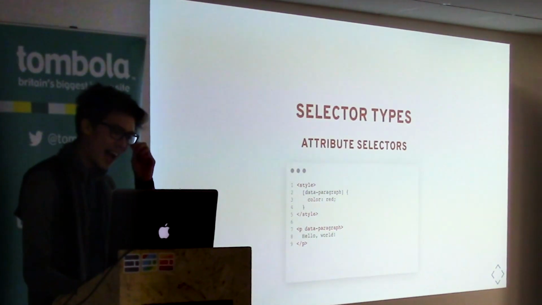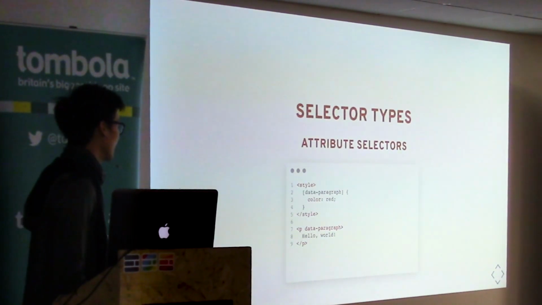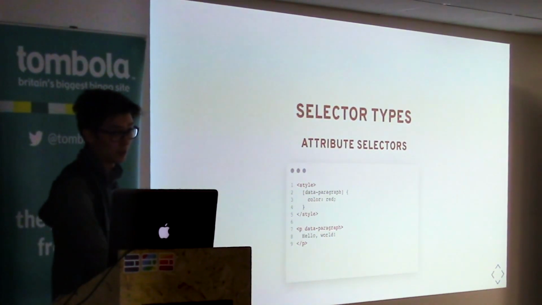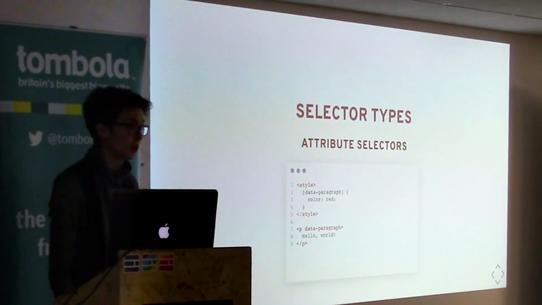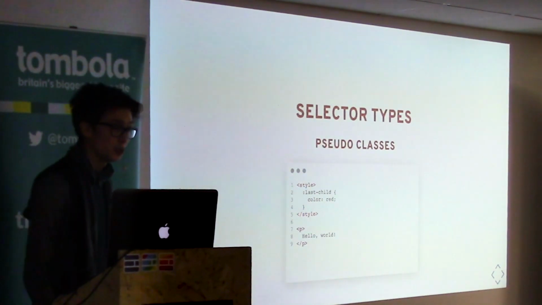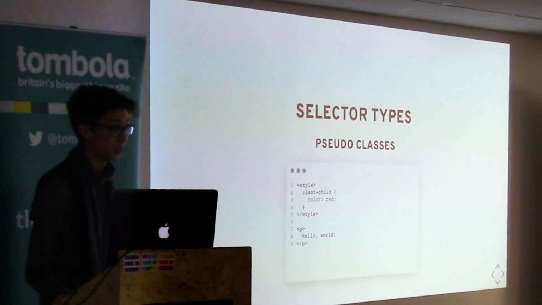And we have attribute selectors, which are denoted by the square brackets. When you have an attribute on your HTML element, you can also select that attribute directly. As we've seen in one of the examples, you can actually specify what that attribute is equal to. We have pseudo classes, different to pseudo elements. That is a very important distinction, which you're going to need to know for later.